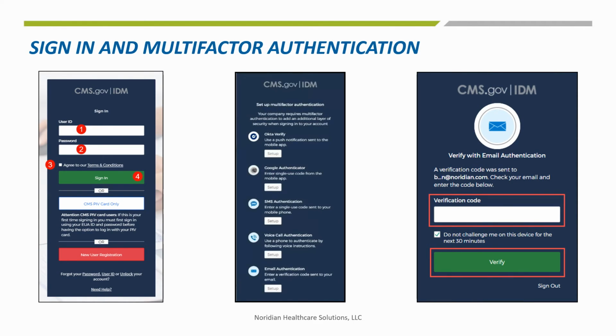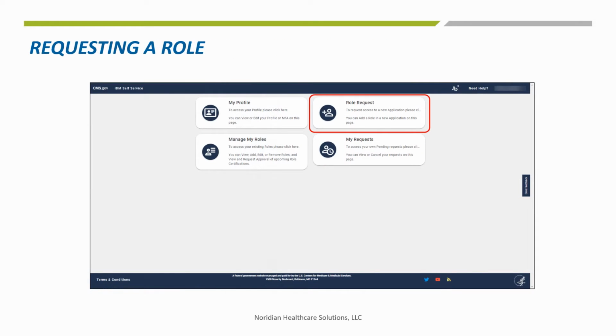Once you have completed those steps, you will receive an email from the CMS IDM system confirming that you are registered. You will then log into the IDM system with your user ID and password. You will also be prompted to add a multi-factor authentication. The one-time code will then be sent to either your email or cell phone, whichever you selected. Enter the verification code and select the Verify button. Once logged in, select Role Request.